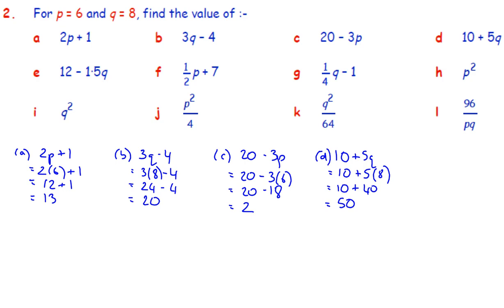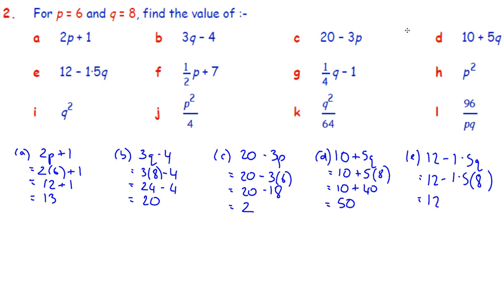Let's just work through these ones quickly together. So you've got E: 12 minus 1.5 multiplied by q. Again, I'm going to put my bracket after 1.5. I can put an empty bracket, and then I can look at q and say it's 8, and so I stick 8 in there. Now, order of operations: they do the multiplying before the subtracting.